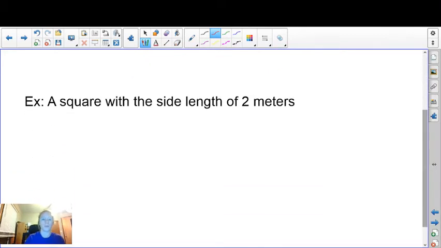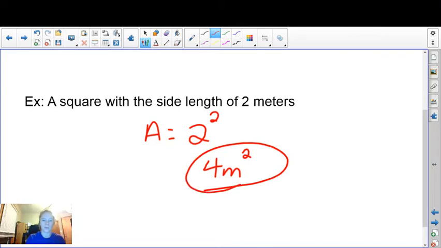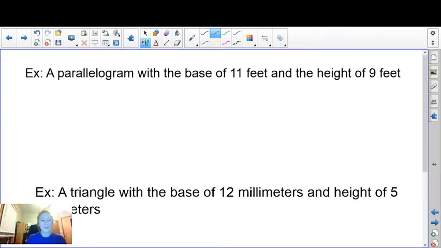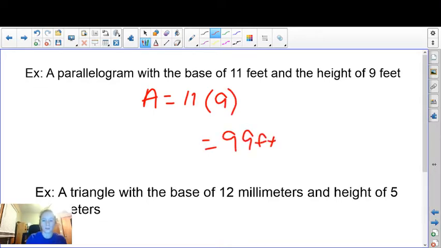Next one is we have a square with a side length of 2, and 2 squared is 4. So it's 4 square meters. Next, we have a parallelogram with a base of 11 and a height of 9, which gives me 99 feet squared.